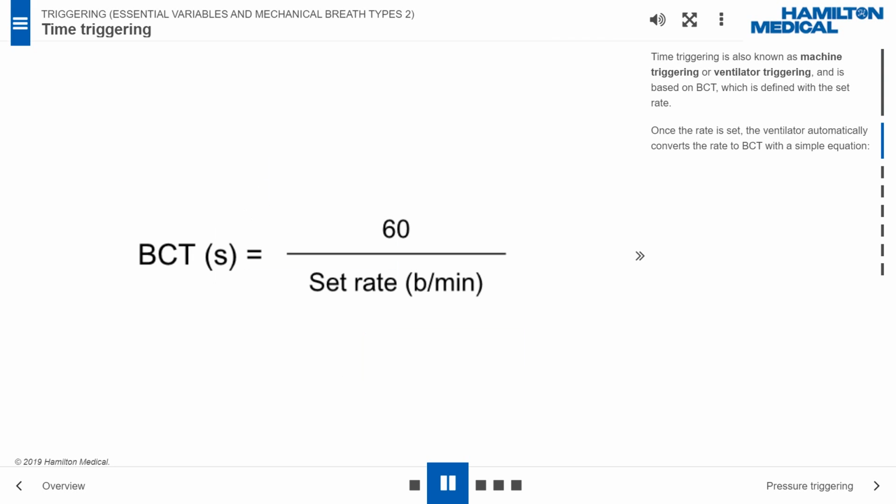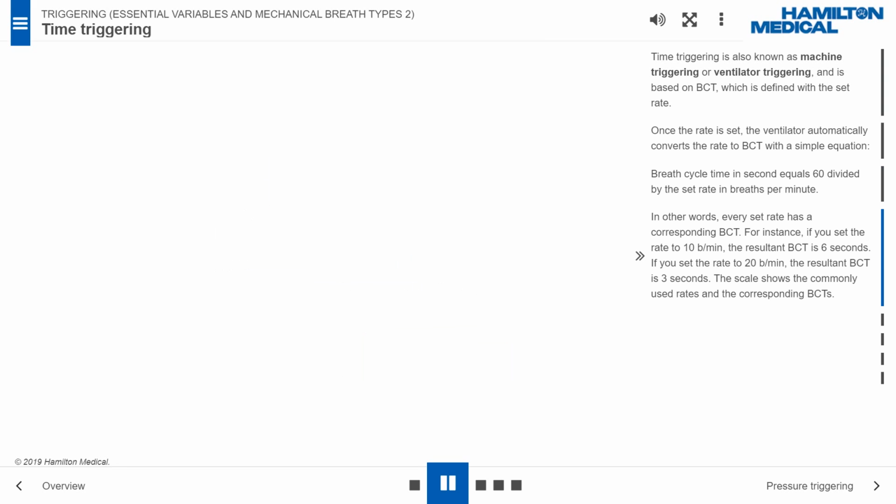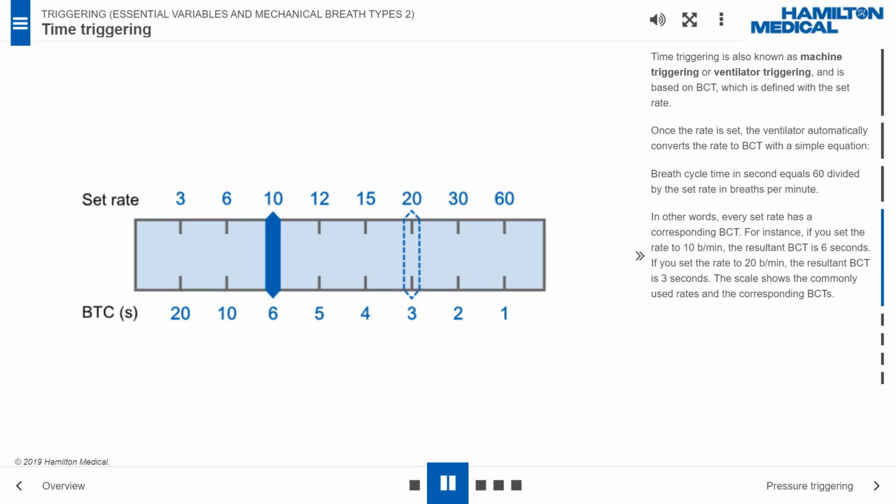Once the rate is set, the ventilator automatically converts the rate to BCT with a simple equation. Breath cycle time in seconds equals 60 divided by the set rate in breaths per minute. In other words, every set rate has a corresponding BCT. For instance, if you set the rate to 10 breaths per minute, the resultant BCT is 6 seconds. If you set the rate to 20 breaths per minute, the resultant BCT is 3 seconds. The scale shows the commonly used rates and the corresponding BCTs.